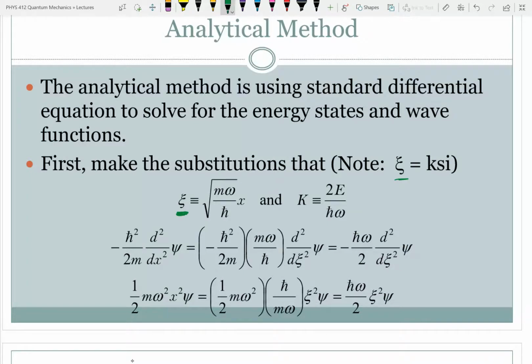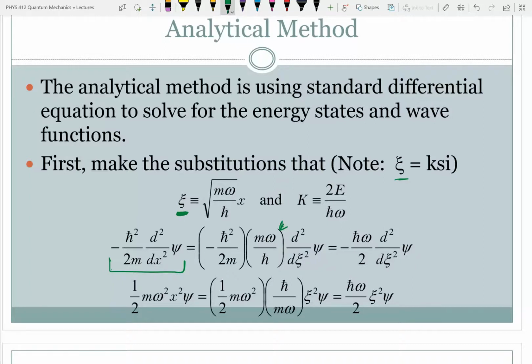So if you look at the first term in the Schrodinger equation, the kinetic energy operator acting on psi, if you use the conversion of variable from x to xi, because it's a second derivative, the thing that's in the square root comes out twice, so it's not square rooted anymore. And when you multiply through, it's just minus h bar omega over 2 times the second derivative of psi with respect to xi. So it's a much shorter way of writing this second derivative.